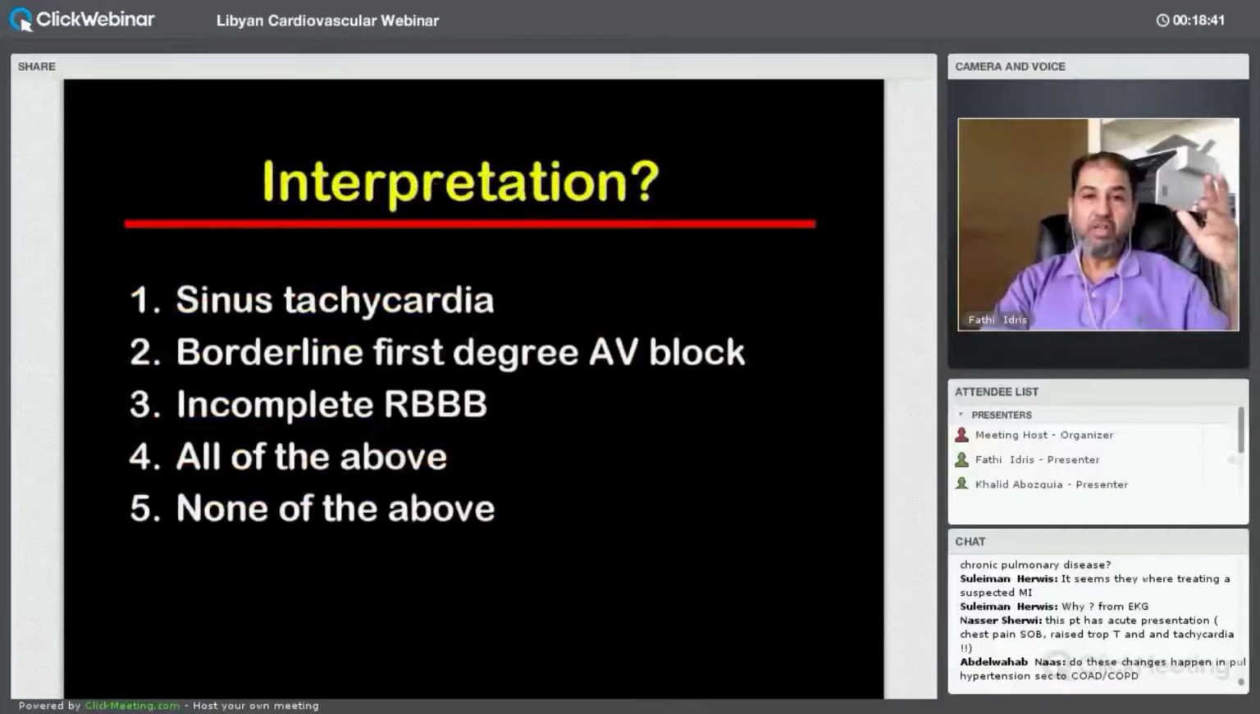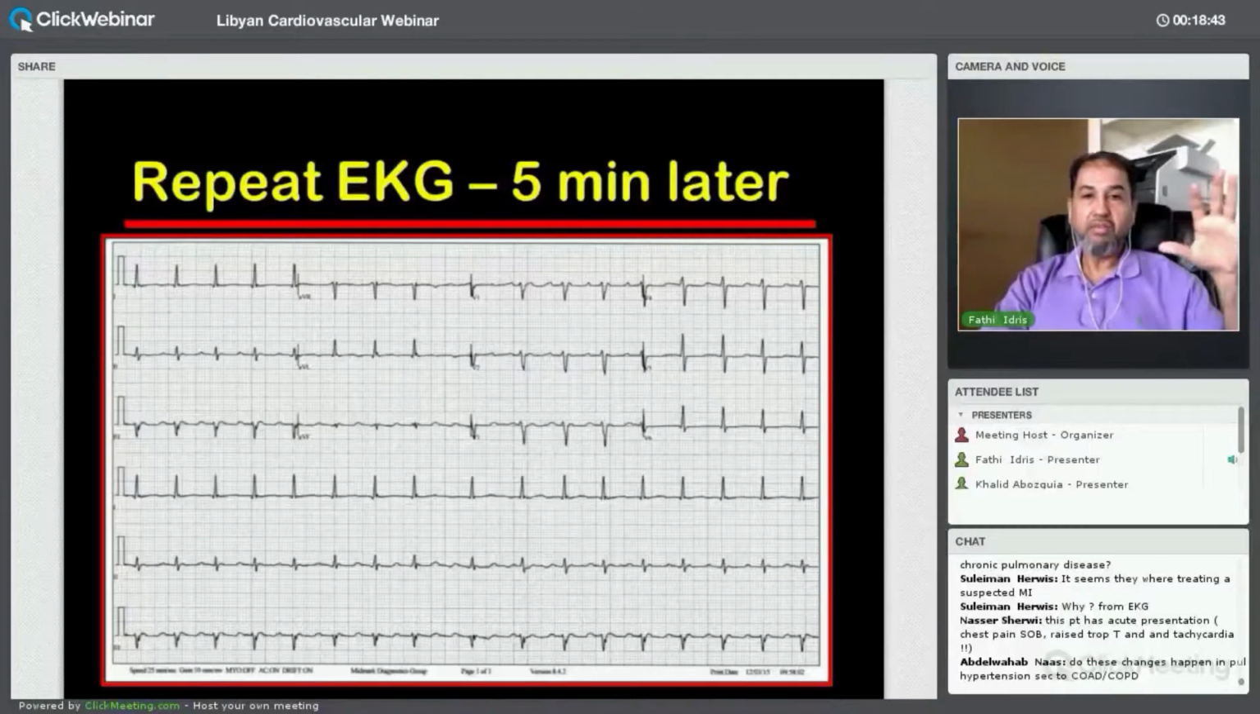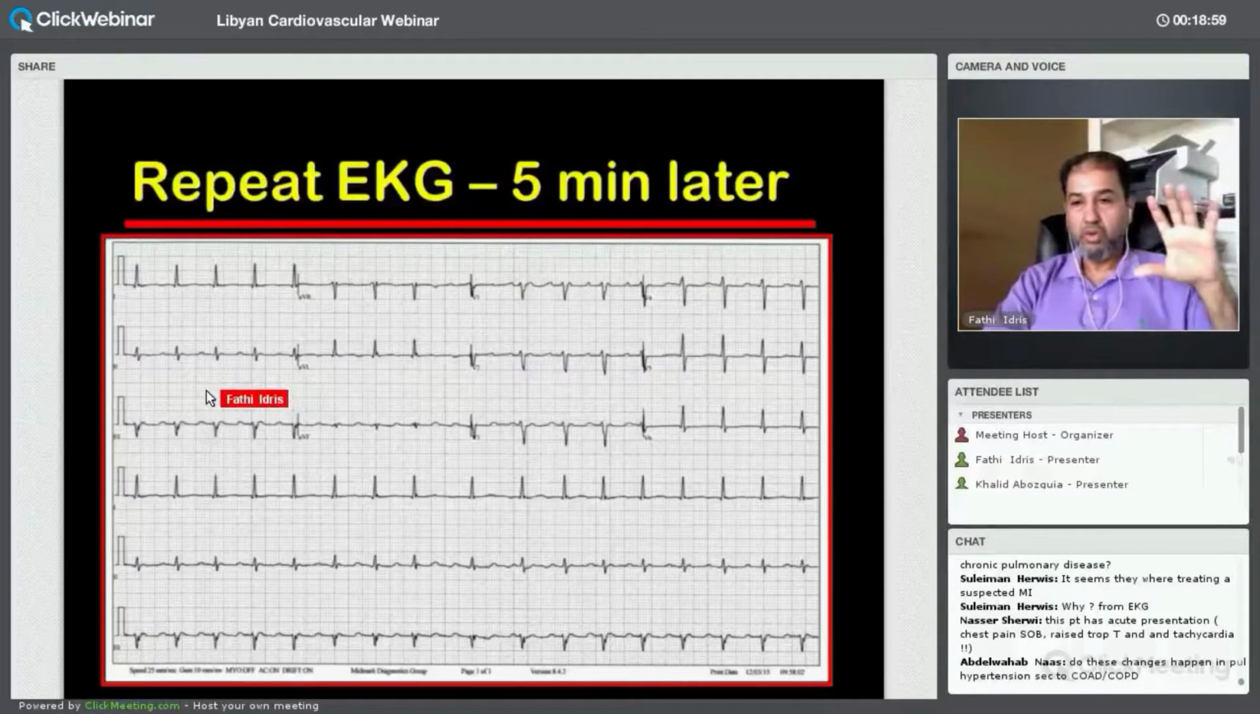Now, 5 minutes later, we got this EKG of the patient. So this is only like 5 minutes later, same patient, same EKG, okay? Now, just for interest, as you can see, there's a PR interval here on lead 2, but the teaching point of this case is mainly by focusing on lead V1.